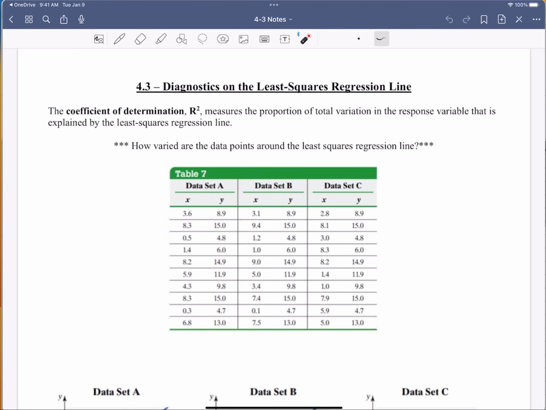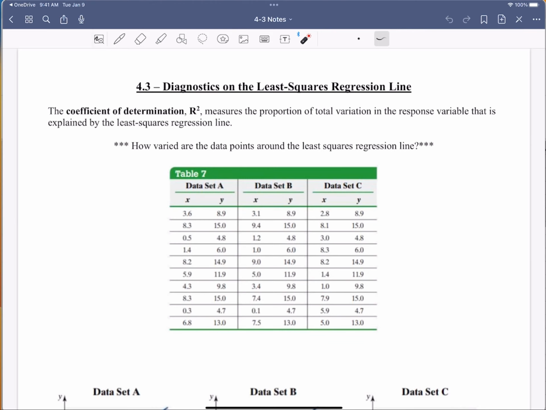So what I'm really saying is that the coefficient of determination is a measure of how well the least squares regression line describes the relationship between the explanatory and the response. The closer it is to 1, the better the line describes how changes in the explanatory affect the response. So we're just saying, how close is this relationship? How varied are the data points? All right, that's what we want to go for here.